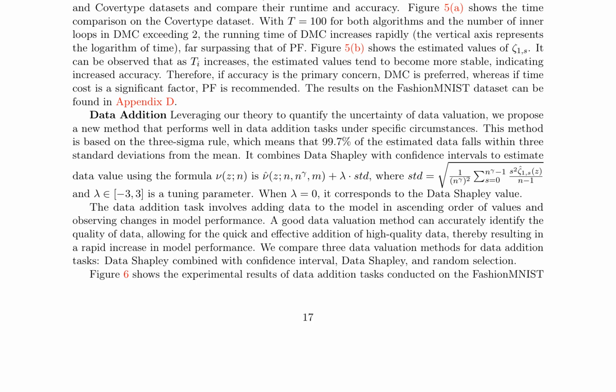Finally, the authors propose a new method for data addition tasks, leveraging their theory to quantify the uncertainty of data valuation. This method combines Data Shapley with confidence intervals to estimate data value using the formula nu(z_n) = nu(z_n, n^gamma, m) + lambda * std, where std equals sqrt(n^gamma / (2p n^gamma - 1) * zeta_{1,S}(z_{n-1})) and lambda in [-3, 3] is a tuning parameter. When lambda equals 0, it corresponds to the Data Shapley value.